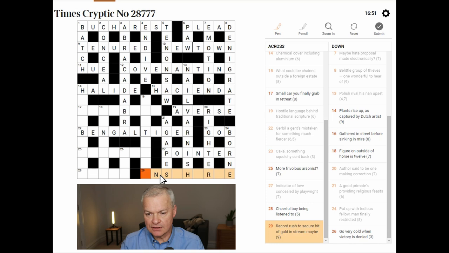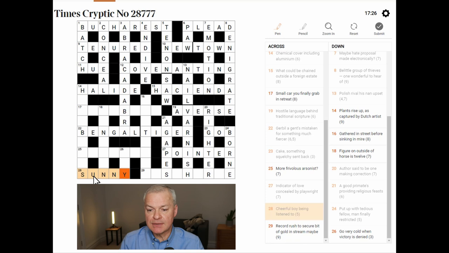Now, B. Does that help 14 down? Plants rise up as captured by Dutch artist. Dutch artist could be Hals, and plants is plural. So, cheerful. Boy being listened to. This is sunny. Sunny means cheerful, and boy is son, spelt with an O, and being listened to is a homophone indicator which allows us to spell it this way.